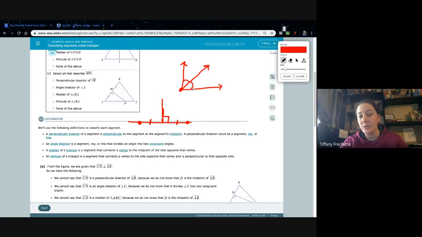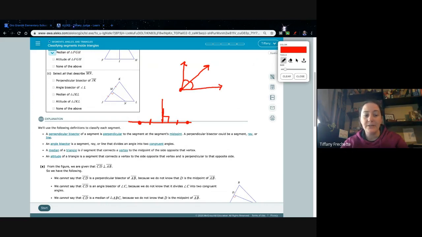So I have one arc to one arc. Remember, we just went through the markings. One arc to one arc means that they are congruent. So that's all an angle bisector does, is it cuts an angle in half. Just like a perpendicular bisector cuts a line in half, an angle bisector cuts an angle in half.